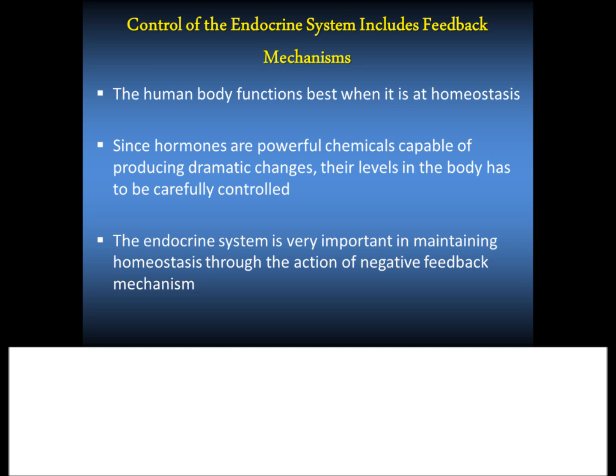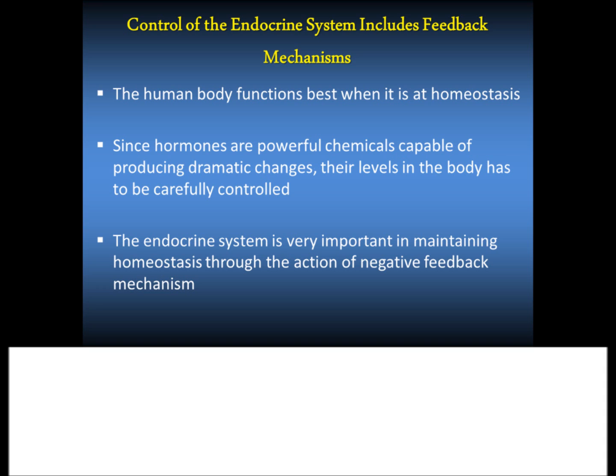So the next question you may ask yourself is, how is the endocrine system controlled? And it is basically controlled by a feedback mechanism. So remember, the same point that keeps reappearing every single time is that the body needs to stay in a state of homeostasis, and this is when the body is in complete balance and works at its best. So, since hormones are powerful chemicals capable of producing dramatic changes, their level in the body has to be carefully controlled. And how are they carefully controlled? It's through the action of negative feedback mechanism.